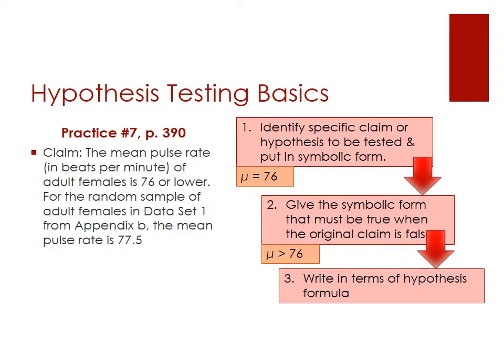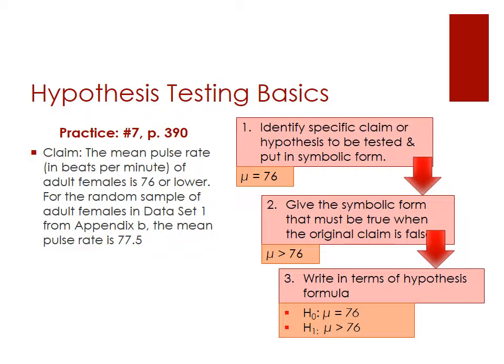And then the symbolic form that would be true if that is not true: since they've set it as being equal to 76 or lower, then we're looking at it in terms of being greater. So we're going to have our mu being equal to 76, and mu being greater than 76 here. So here are our 2 symbolic forms, and then when we put them into a hypothesis formula, we're going to get a null of mu equals 76. That's the current state of affairs. And then our alternative is mu is greater than 76.